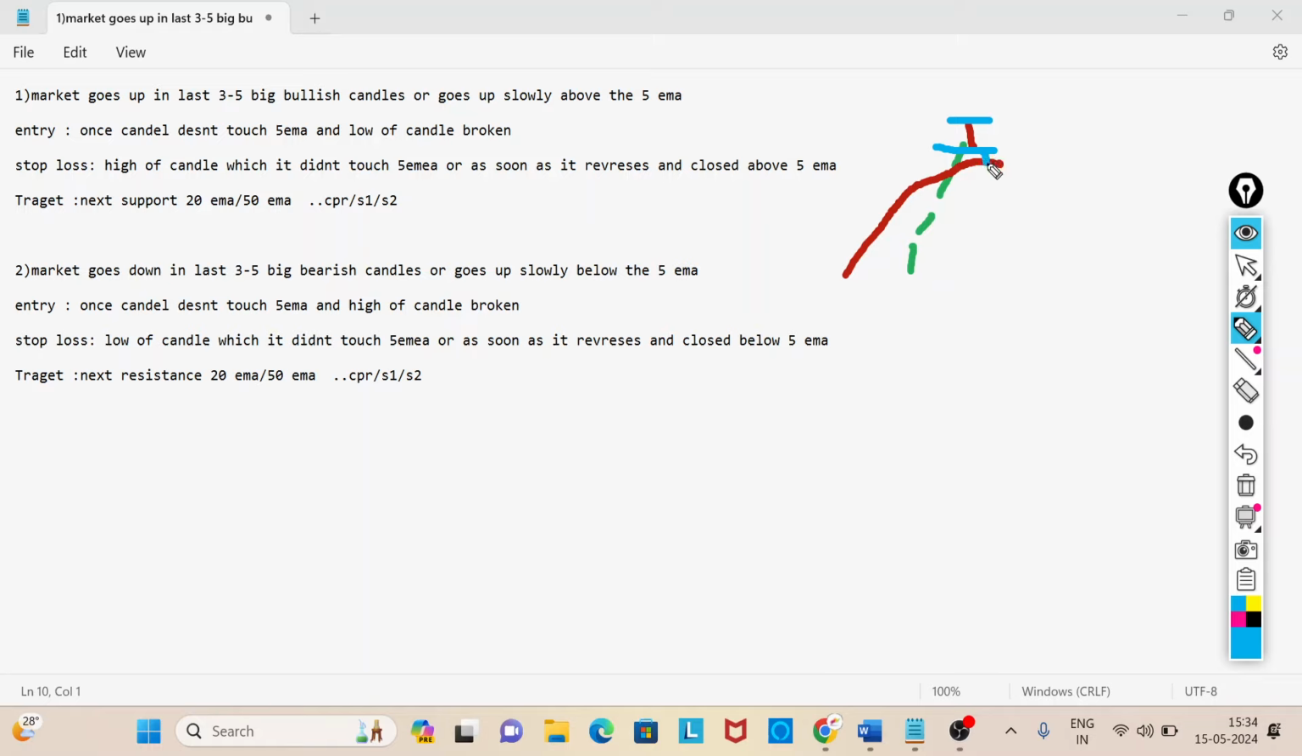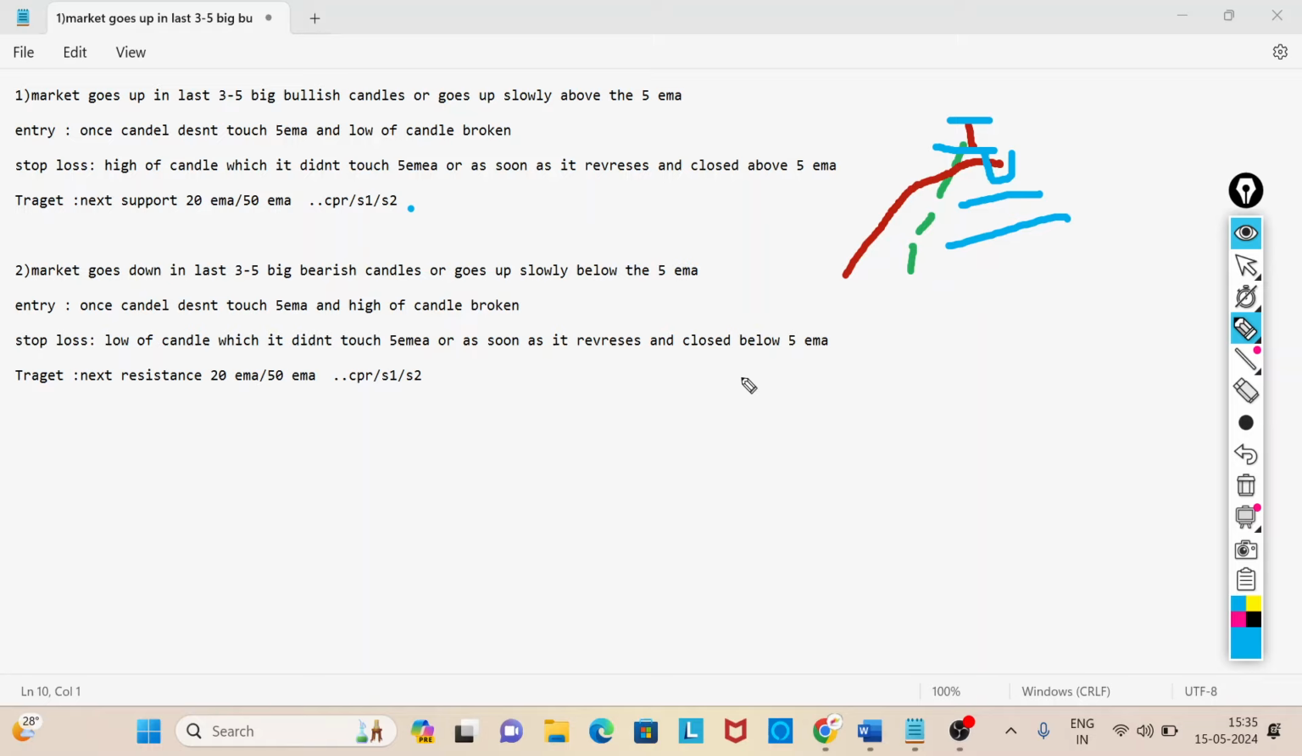And again, if it crosses this and we are in profit, we will slip our stop loss to this 5 MA. If it retraces back and closes above the 5 MA, we will exit the trade. If not, we will hold until it goes to the next support, 20 MA or 50 MA or CPR or S1 or S2. I will show the scenarios in the graphical interface. You will get more idea once I walk through that.